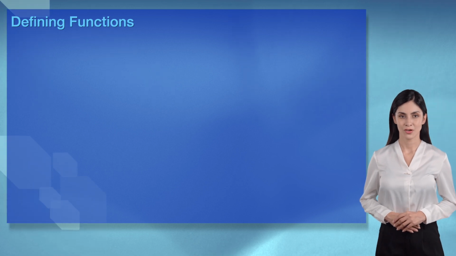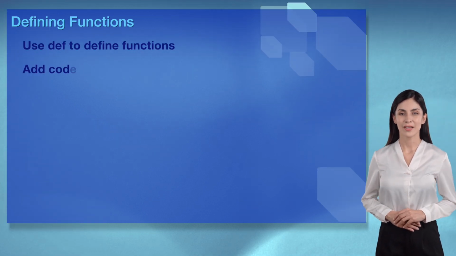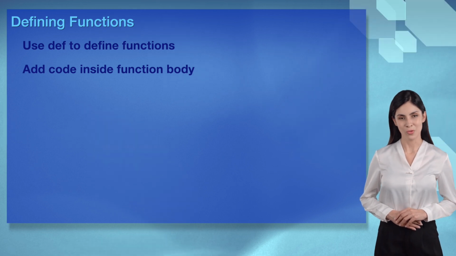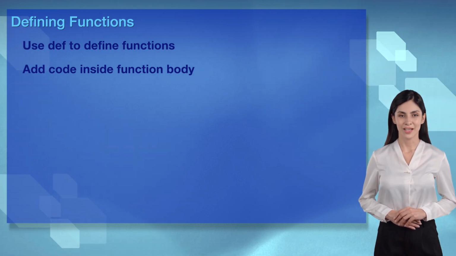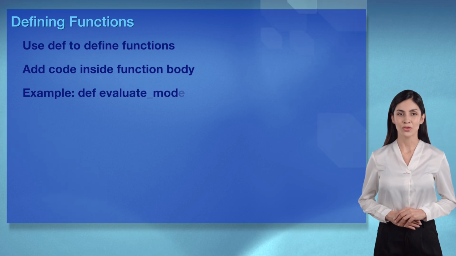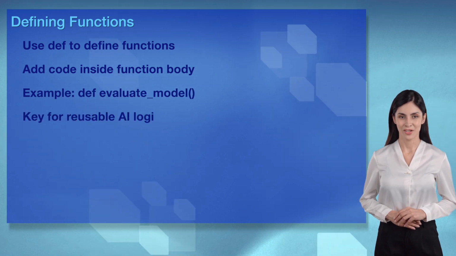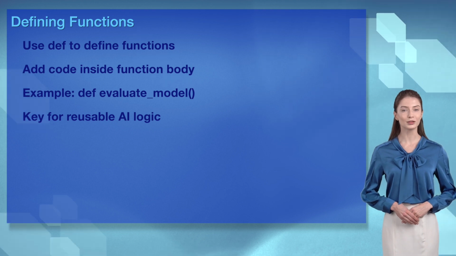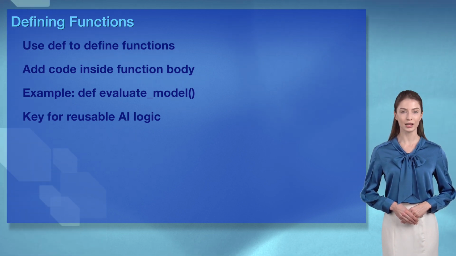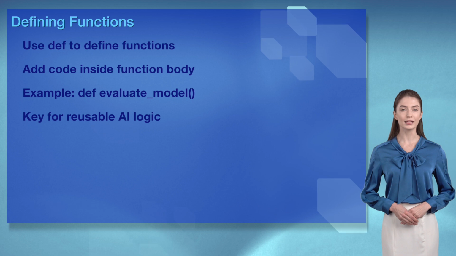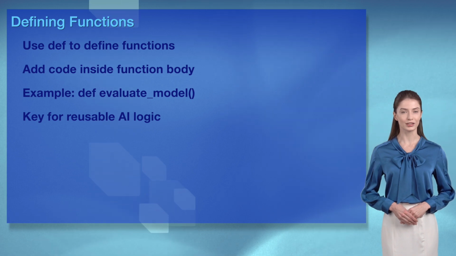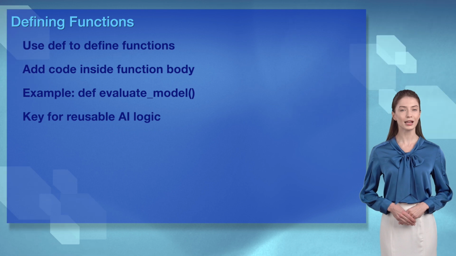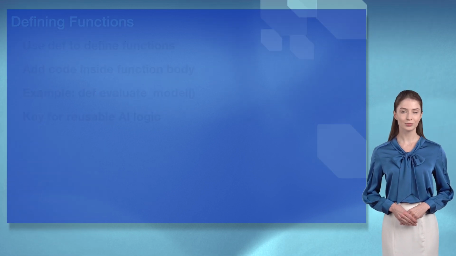Wizards, define functions with def function_name and add code inside, like print("Hello AI"). Functions can take parameters like accuracy to process AI data dynamically. You'll learn to create functions in our demo to evaluate models. Functions are like custom AI tools, wizards. Write def evaluate_model_accuracy to check model performance once and reuse it anywhere. Get ready to craft functions that make your AI code powerful and clean.